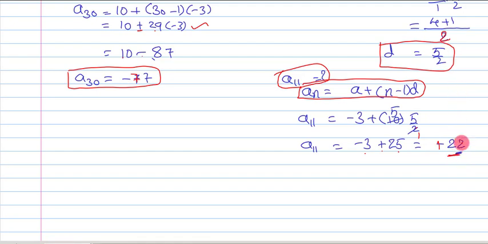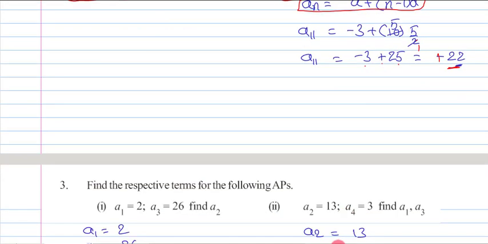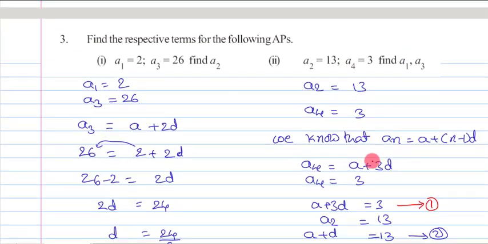Okay. Now let us observe the next problem, that is our third problem. In the third problem we are asked to find the respective terms of the following AP. In the first question they mention A1, that means the first term, as 2 and the third term as 26. Then they ask us to find the second term. First term is 2, third term is 26. Second term is what?